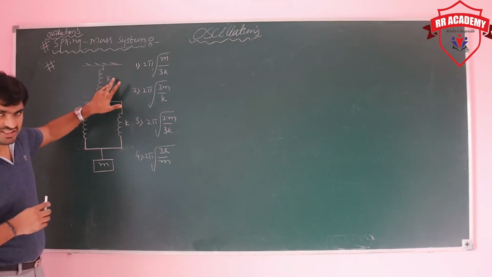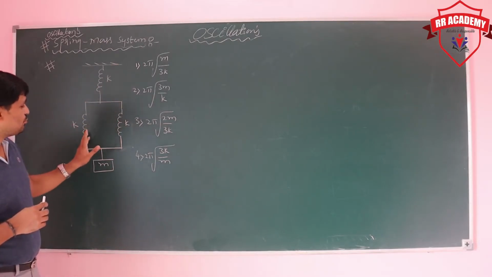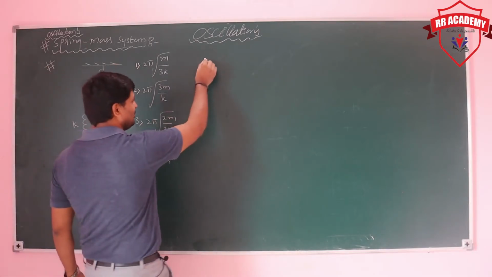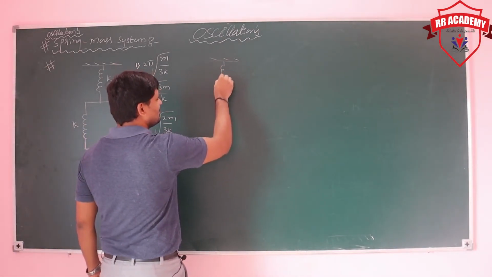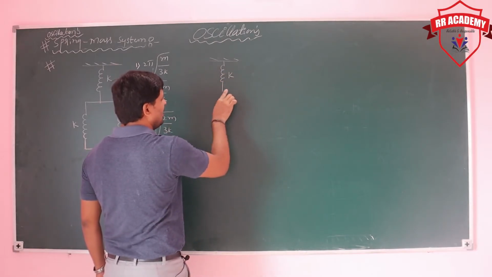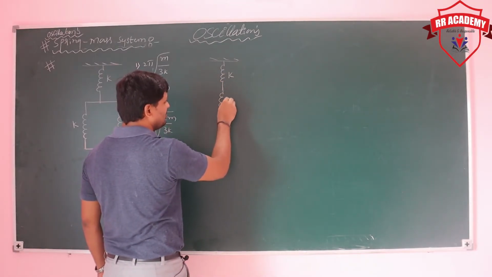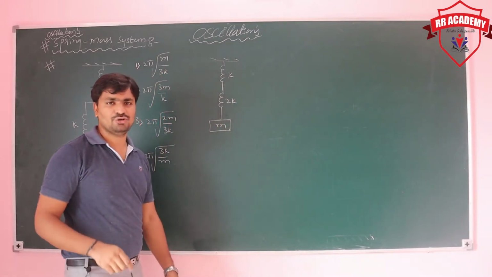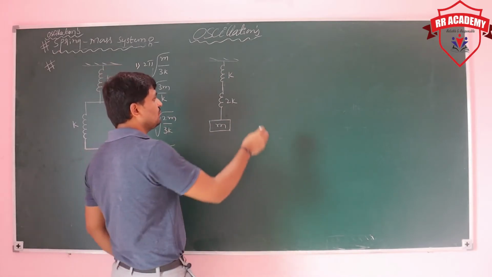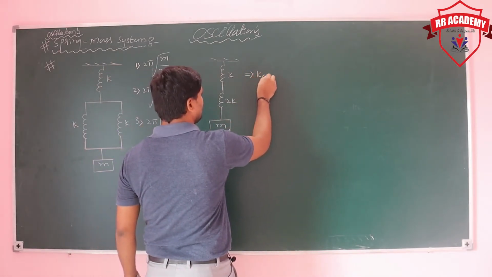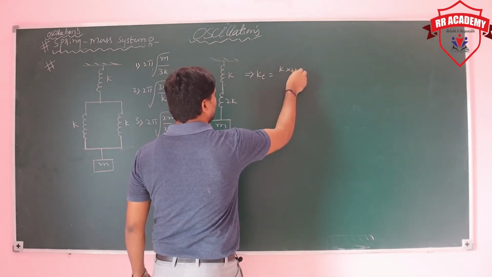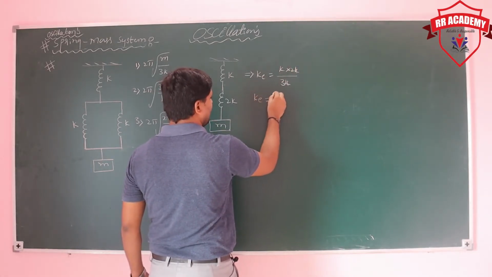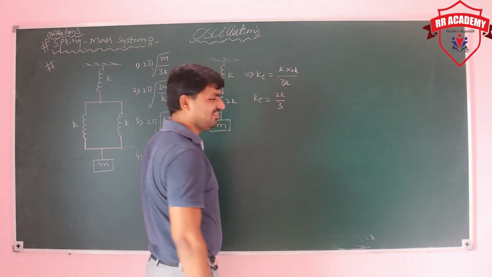These 2 are in parallel, and the effective is in series with this. So this is K and the remaining two are in parallel, which means the effective is 2K. Then what is the value of the total effective? The total effective is K into 2K upon 3K, K plus 2K. K cancels. Then finally K effective is 2K by 3.